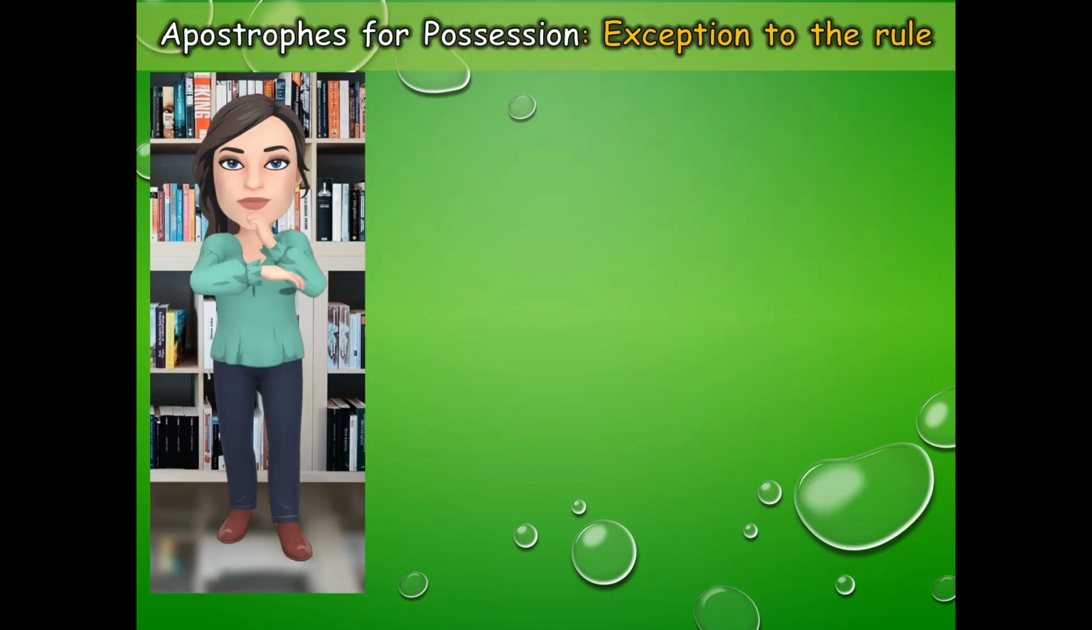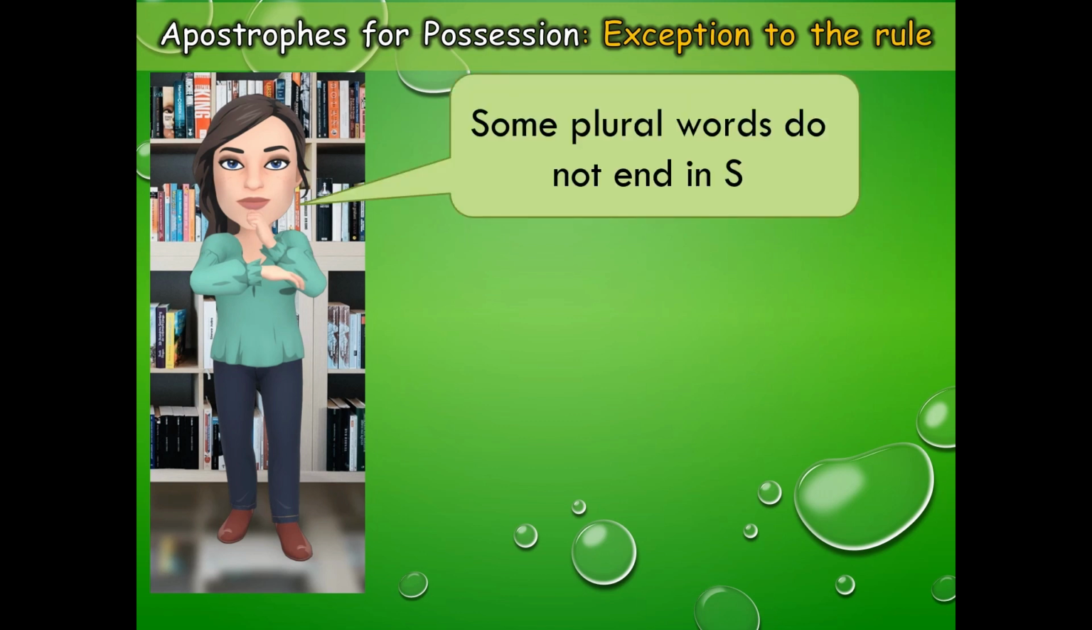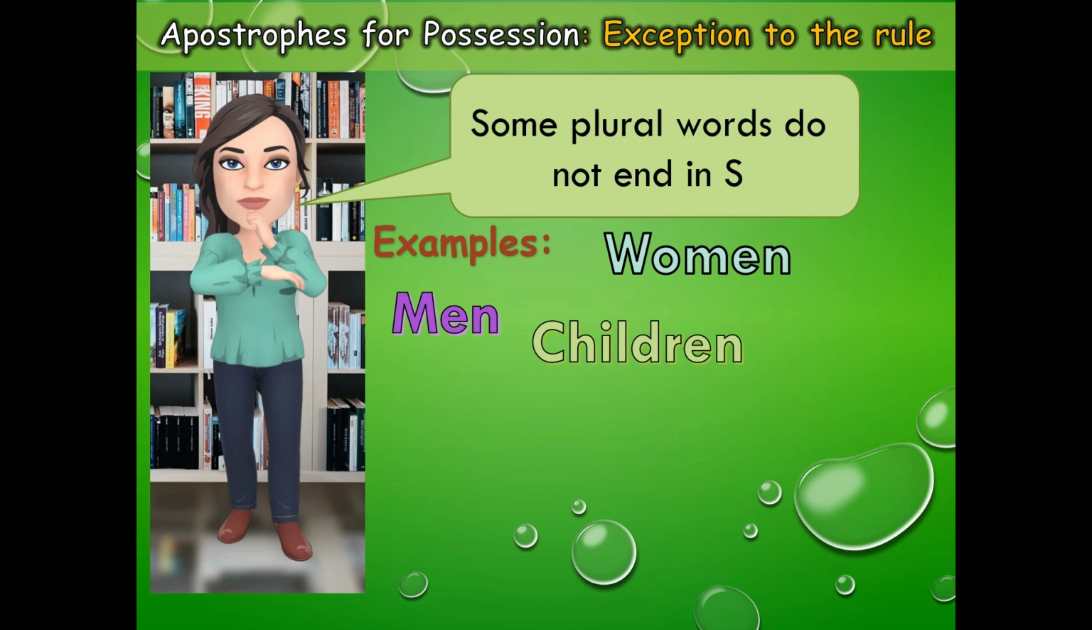Let's look at the final rule regarding apostrophes. With a lot of rules in the English language, there tend to be exceptions. And this exception is for the apostrophe for possession rule. It concerns plural words, so words that mean more than one, that do not end in S. Can you think of any words that mean more than one that do not end in S? Words such as women, men, children, people.